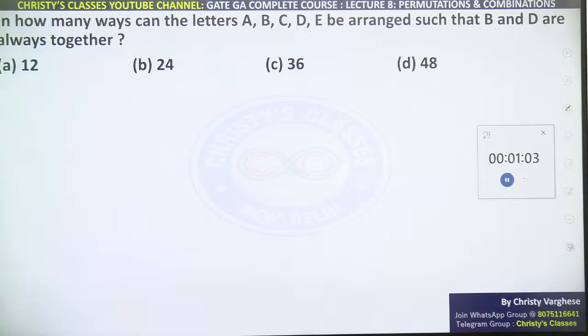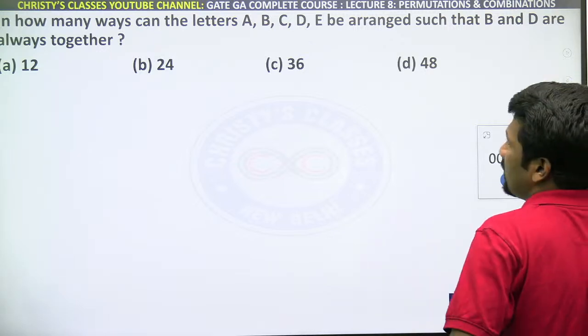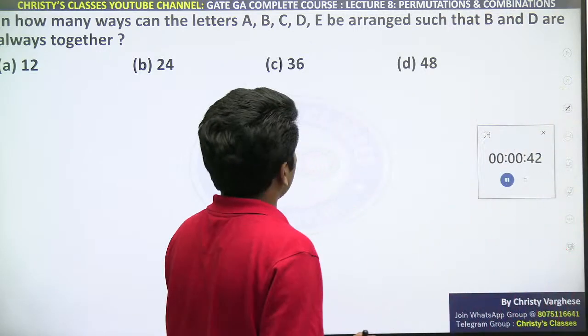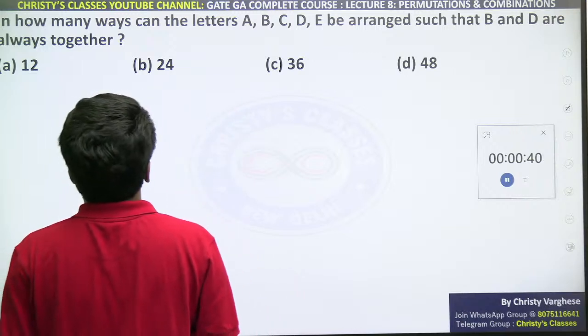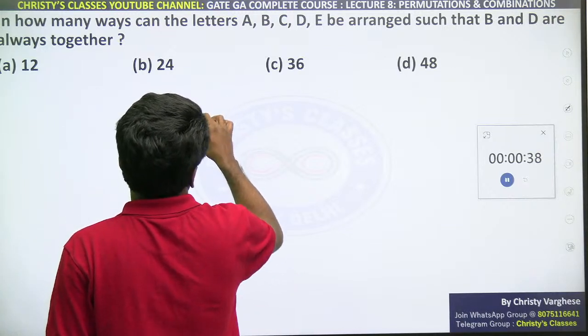In the last class also I told you, more than this combination idea or permutation idea, fundamental principle of counting is what you need to be more flexible with, because most of the question that idea is needed. Counting principle. Okay, many of you got it, so I'll start explaining: in how many ways the letters A, B, C, D, E be arranged such that B and D always together.